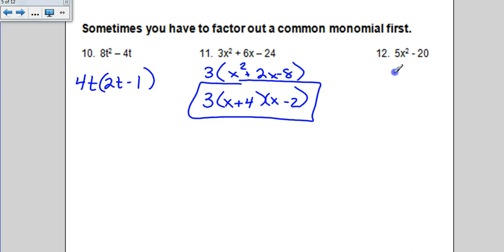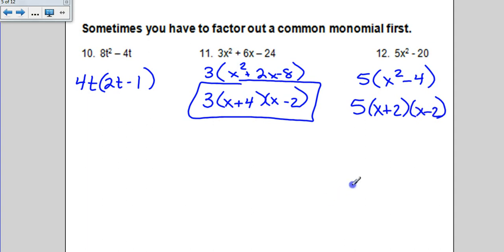This next problem, I have a common factor of 5 I can take out, and that gives me x squared minus 4 in the middle. Now we haven't discussed this pattern yet, but there are two numbers that multiply to negative 4 but add up to 0. And the way this pattern works is it's going to be x plus 2 and then an x minus 2. This is called the difference of squares pattern, and we're about to talk about that right now.